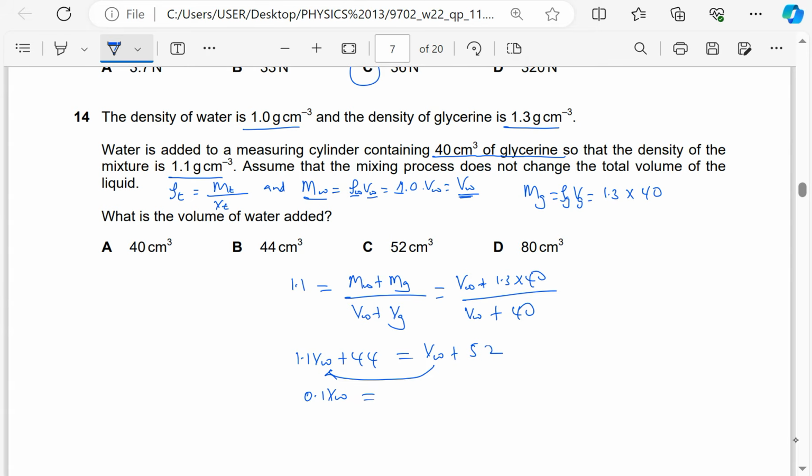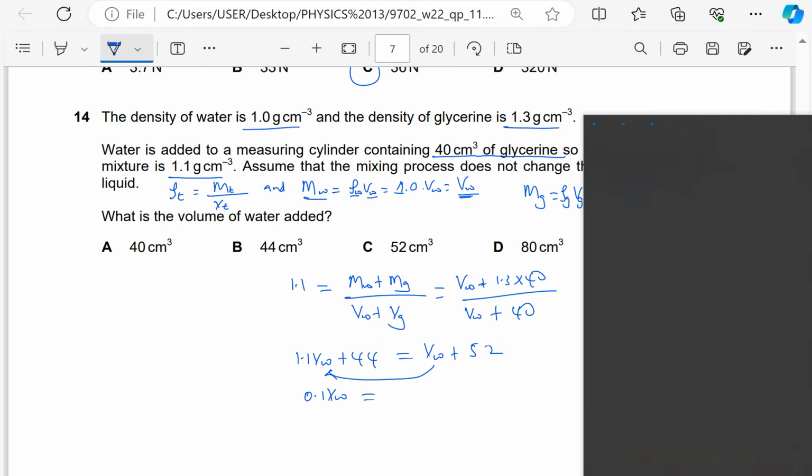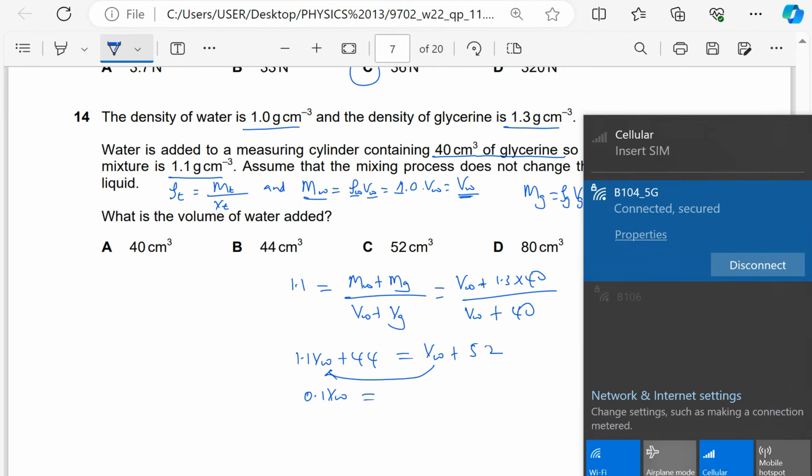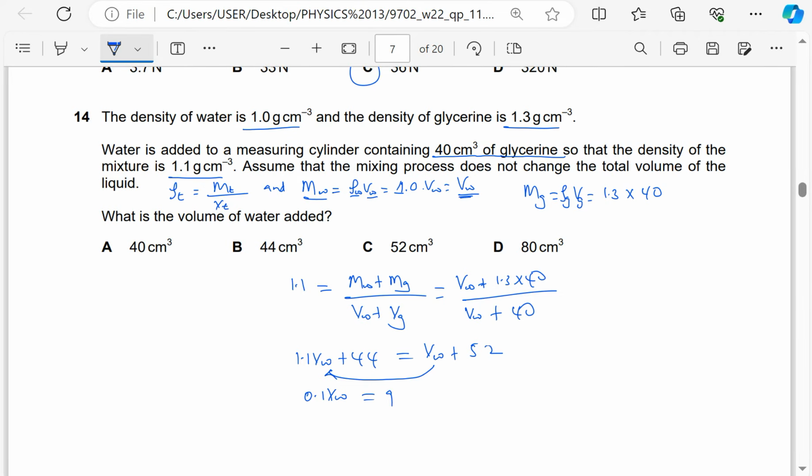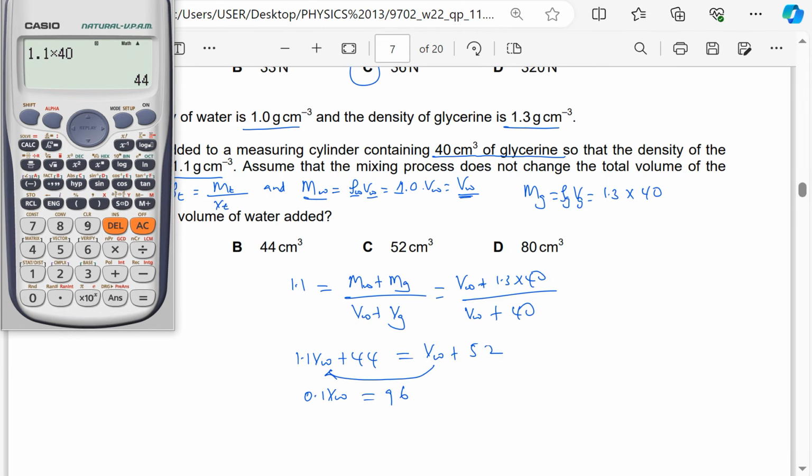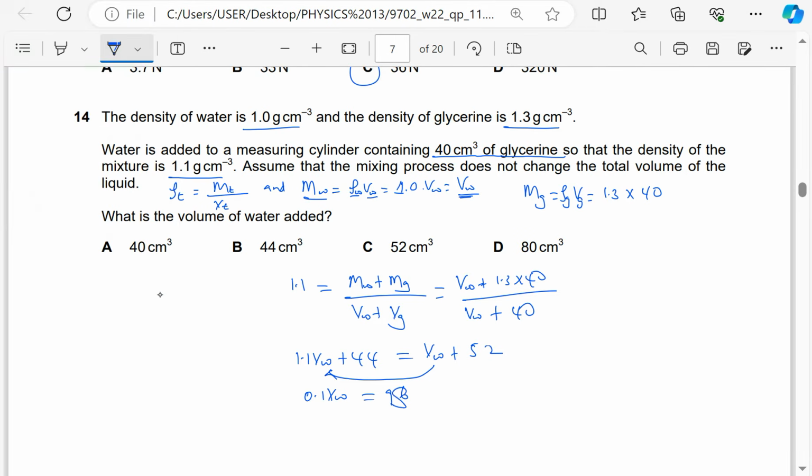So taking 44 the other side, it becomes 96. So I'm going to divide 96 by 0.1. No, it's not 96. You subtract 52 minus 44. That is 8. So VW is going to be equal to 80 when you divide both sides by 0.1.